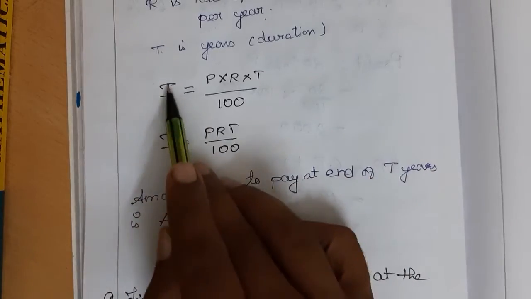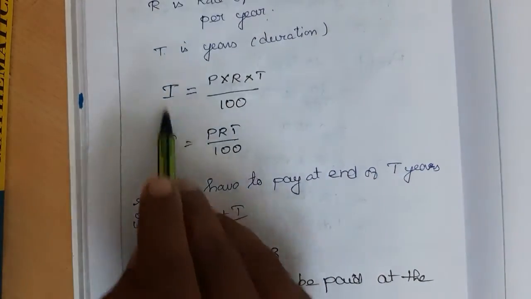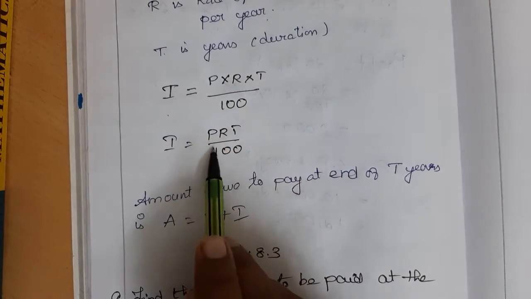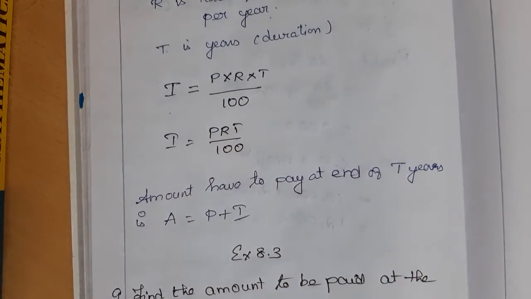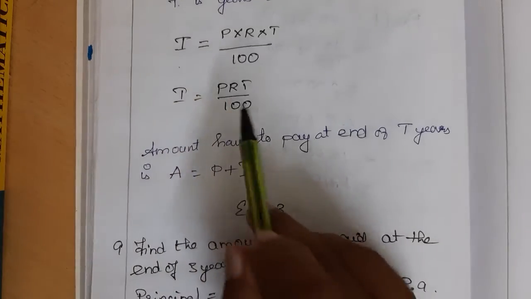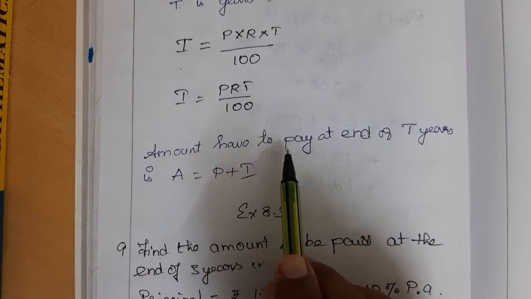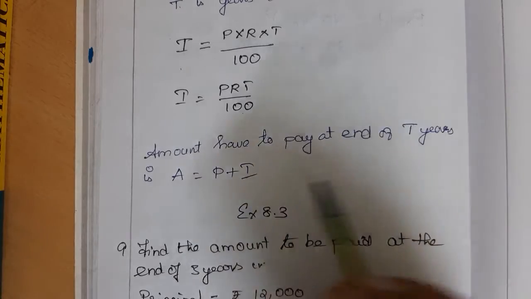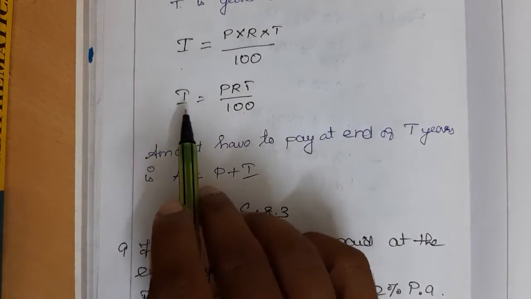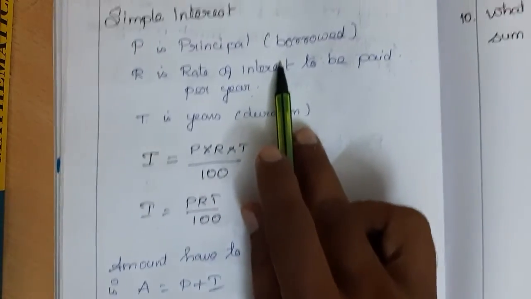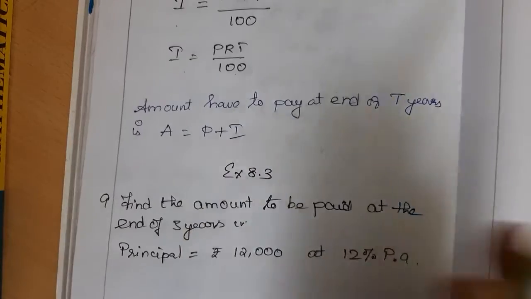So here's the formula for simple interest. I means interest. Interest is equal to P into R into T by 100. Simply we will say PRT by 100. So this is the interest we are going to get, and the amount we have to pay at the end of the T years. That means the total amount. We will not pay only the interest. We will pay the amount that we borrowed, right? The principal also we have to pay back plus the extra interest amount. So principal plus I.